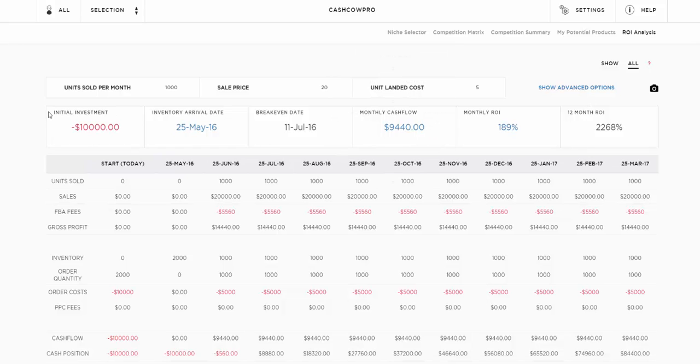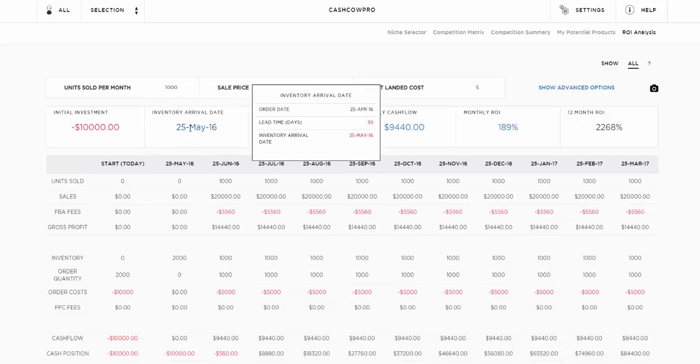Okay, so starting with, we've put in the units sold per month for 1,000, selling at $20 each, and it costs us $5. Our initial investment is showing us $10,000. So what it is if you're selling 1,000 units a month, you really need to buy about 2 months of stock. So that's around 2,000 units at $5 each, including the factory costs and the freight, gives us an initial investment of $10,000. So it's just a quick indication of, for this product at this rate of sales, how much money you need approximately to get it going.